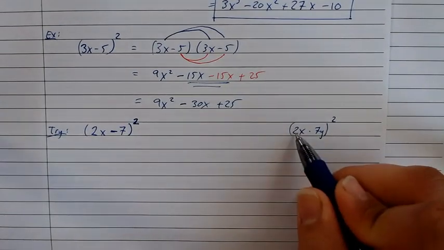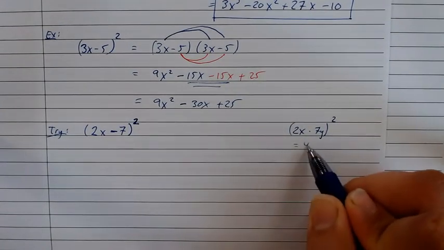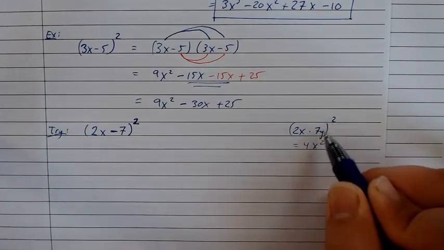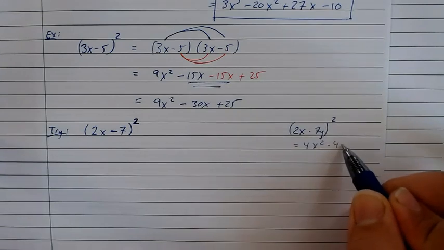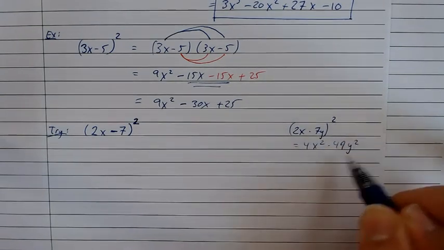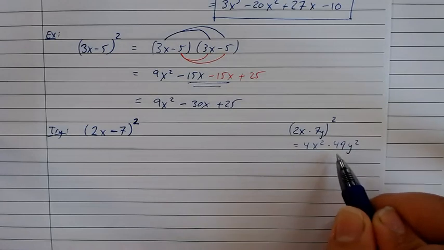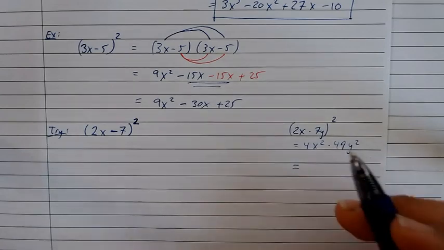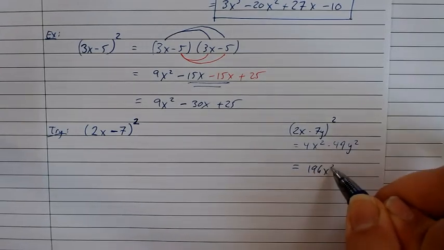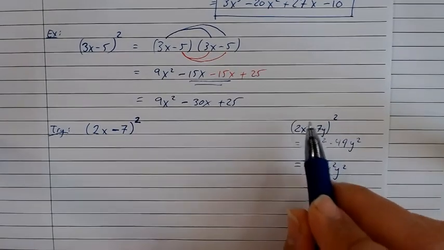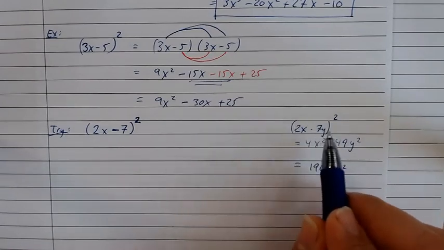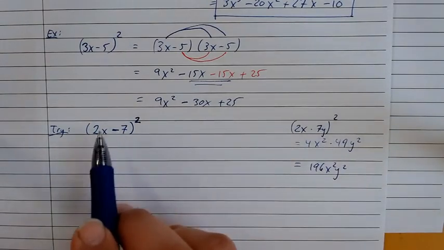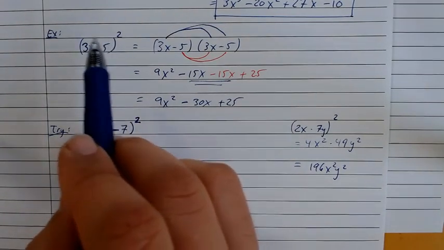Here you could say, okay, that's 2 squared is equal to 4, and x squared, well, that's x squared, and the 7 squared, that's 49, and then the y squared, like that. And then here you could even multiply the 4 times the 49, and that would give us 196 x squared y squared. So when everything in here is just multiplication or division, that's when you can just square everything in here. But when there's any addition or subtractions, that's a polynomial.